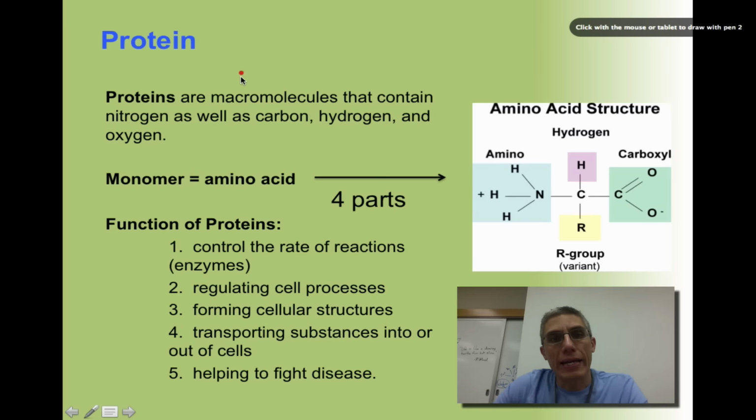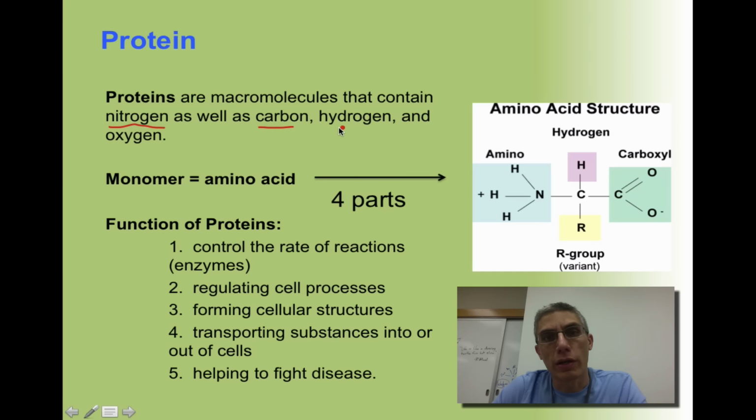Now, the very last macromolecule that we're going to talk about are going to be proteins. And if you notice, it says it contains nitrogen, as well as the carbon, the hydrogen, and the oxygen. Now, again, these are polymers. They do fall into that category, and they are actually put together through a process called polymerization, which we had talked about in the previous video. And the monomer for this particular polymer is going to be the amino acid.